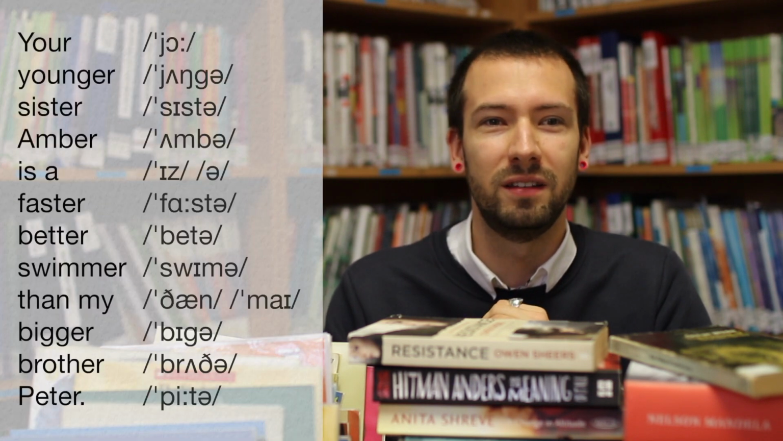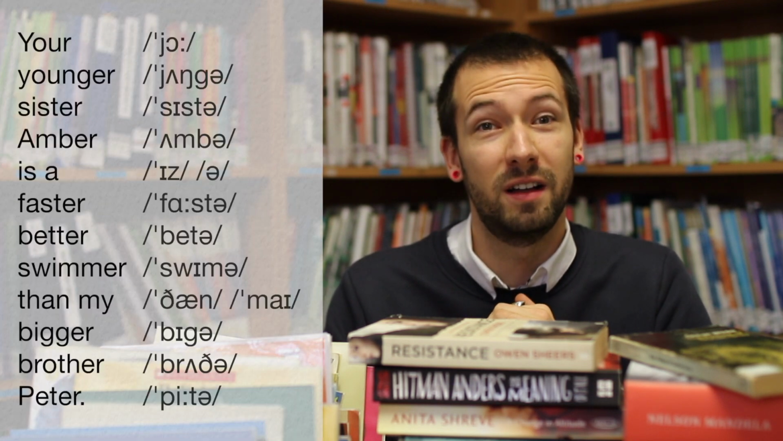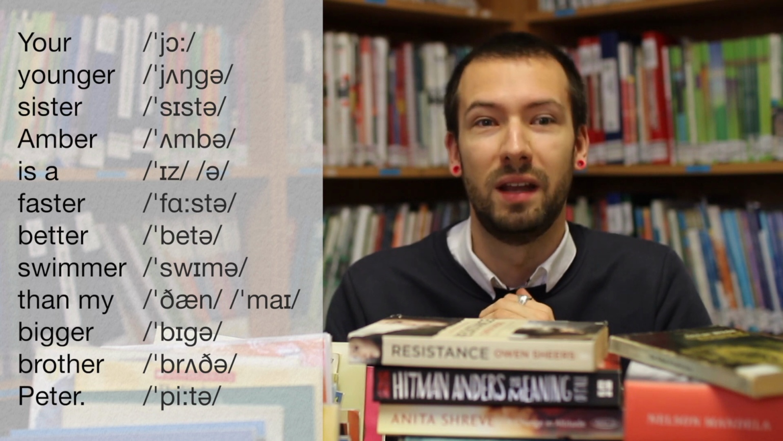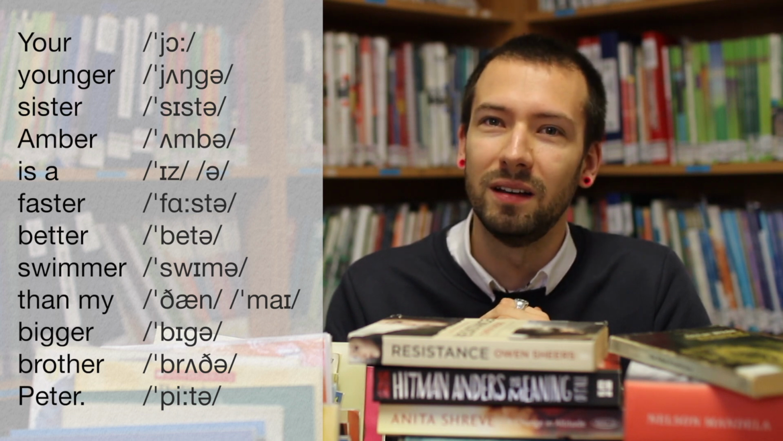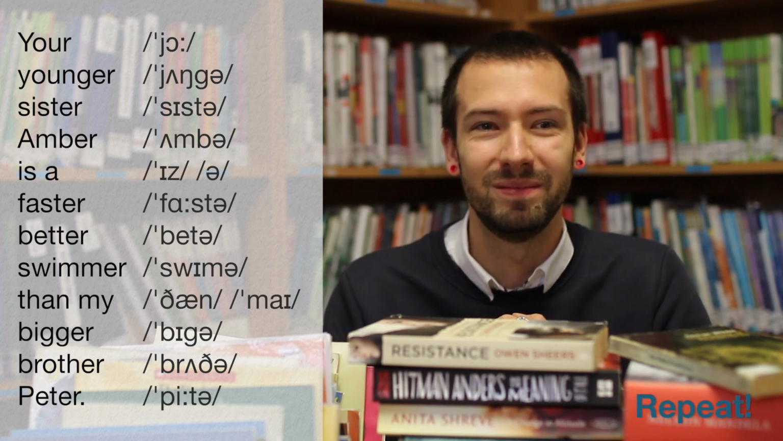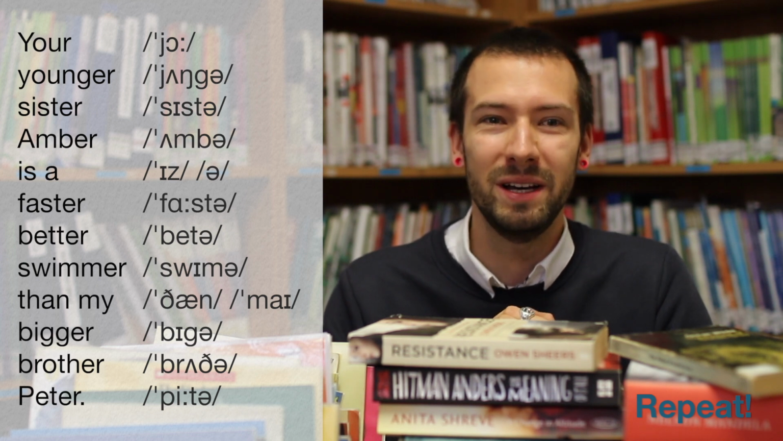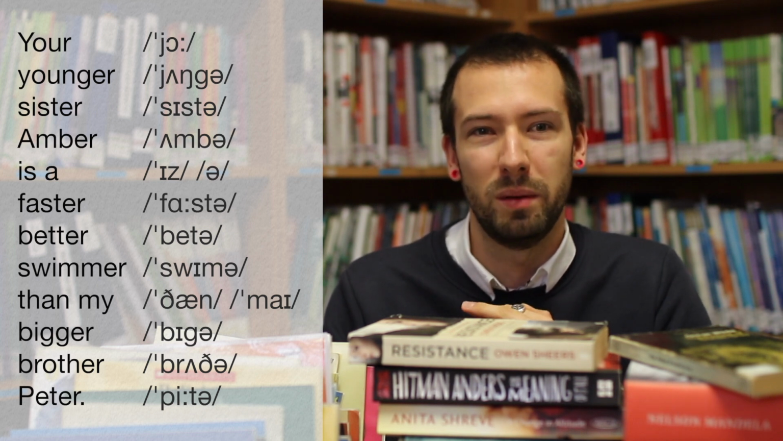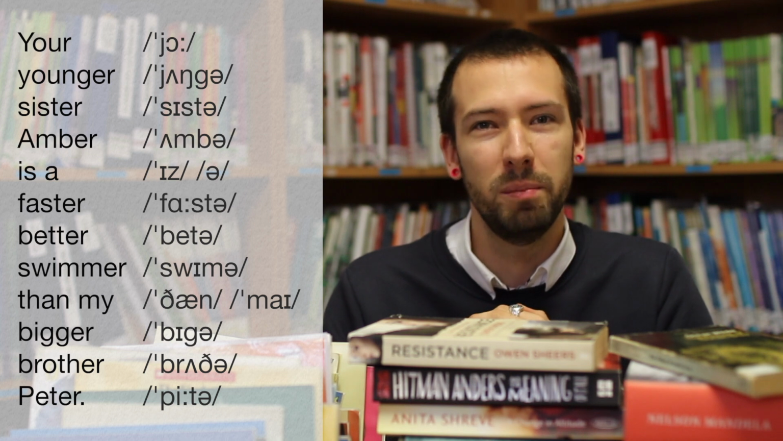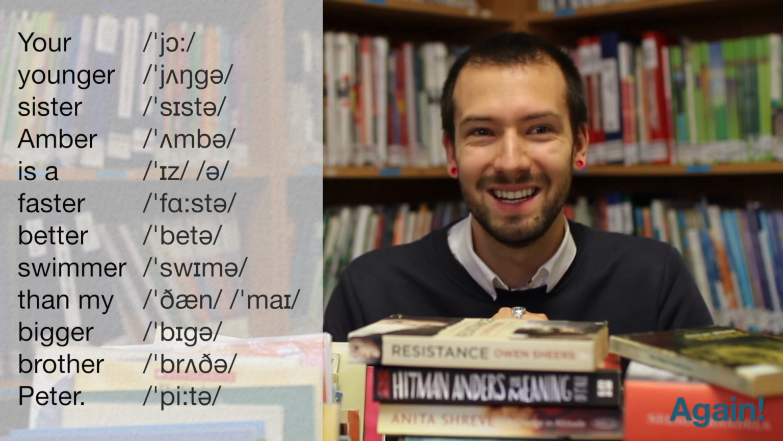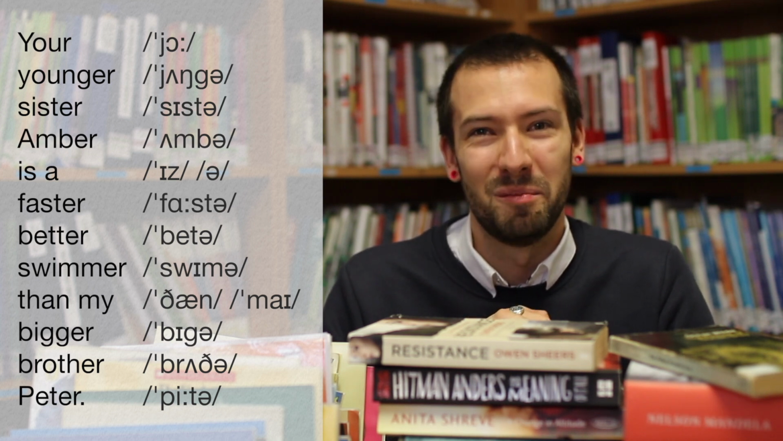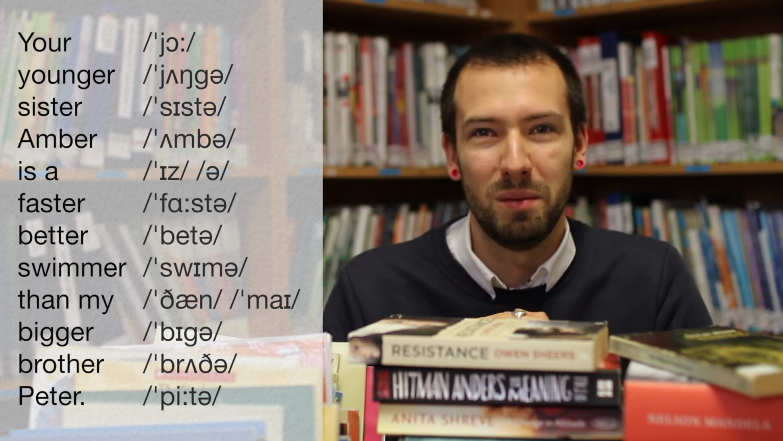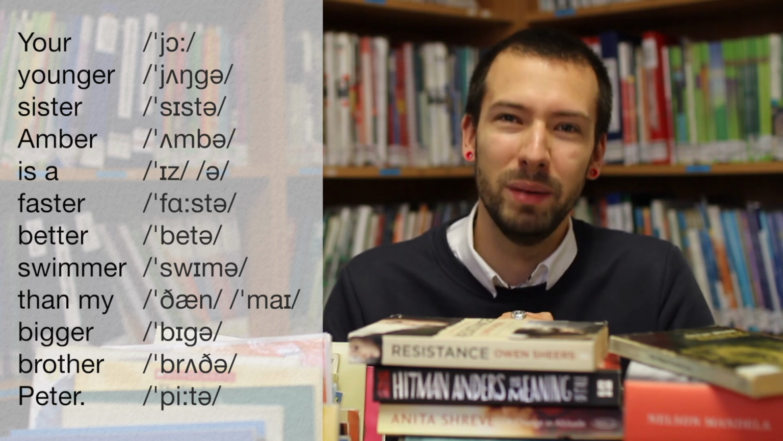Now, let's look at a sentence over here. Your younger sister Amber is a faster, better swimmer than my bigger brother Peter. Let's try this together. Your younger sister Amber is a faster, better swimmer than my bigger brother Peter. Again.